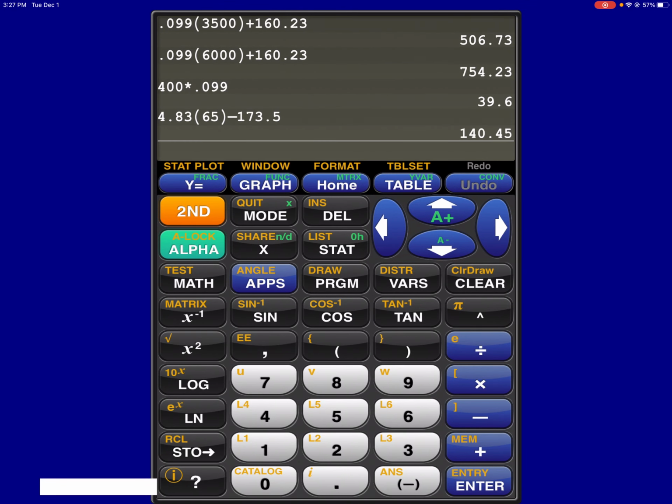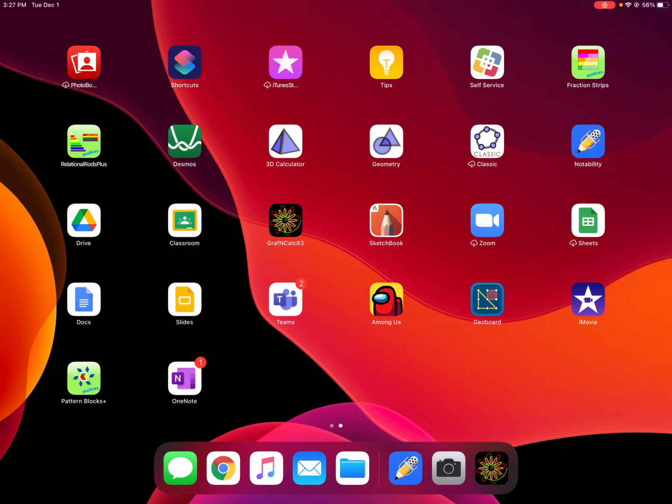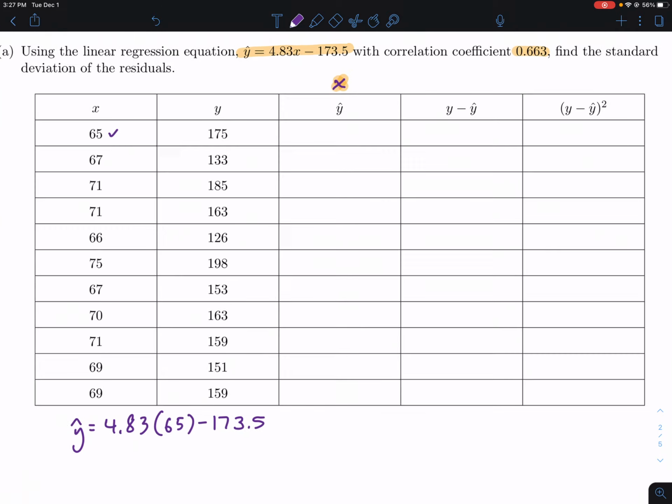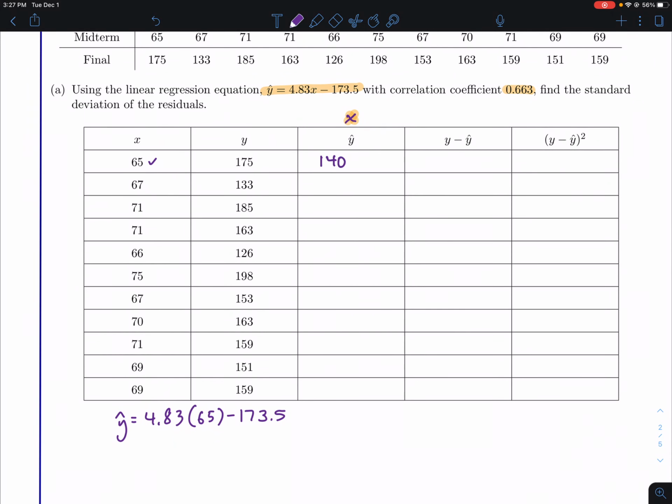140.45 looks to be our answer here. It's a little different than what I had in my chart, so that's not good. Oh, I may have done mine without so much rounding. Well, this could be bad, I could end up getting totally different answers here. So what was it, 140.45.